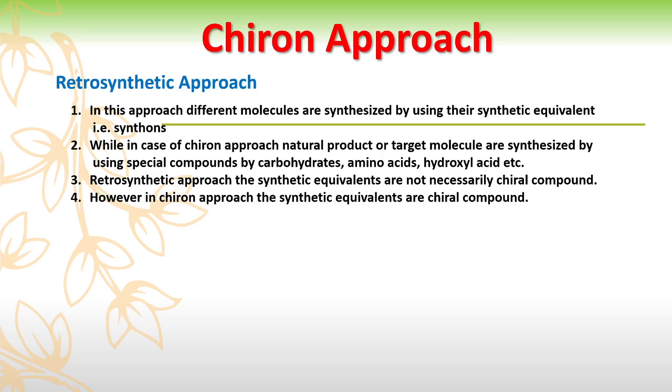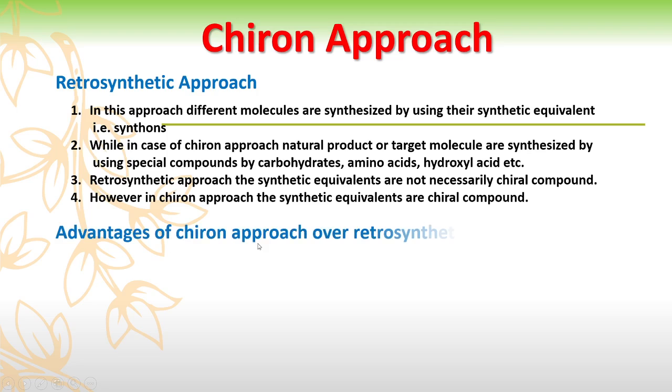And in the retrosynthetic approach, the synthetic equivalents are not necessarily chiral compounds. It means in retrosynthesis, the synthons or synthetic equivalents are not necessarily chiral, they may be non-chiral compounds. But in the Chiron approach, the synthetic equivalents are chiral compounds. So these are the differences between the Chiron approach and the retrosynthetic approach.